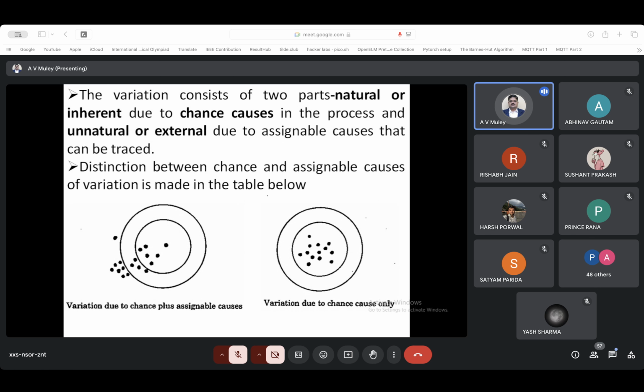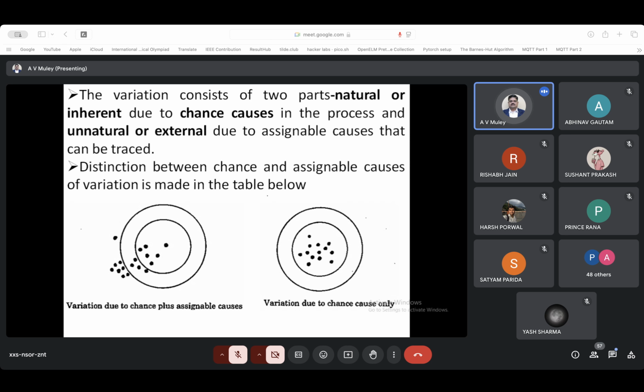The variation consists of two parts: natural or inherent, due to chance causes in the process, and unnatural or external, due to assignable causes that can be traced. तो दो तरह के वेरिएशन आपको हो सकते हैं. Distinction between the chance and assignable causes of variation is made below. The variation due to chance plus assignable causes, and variation due to chance causes only.